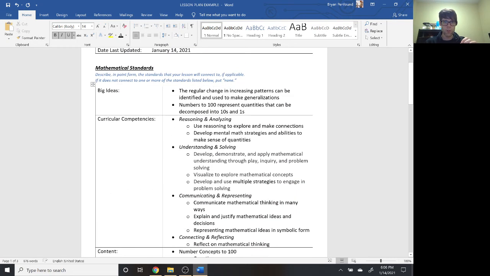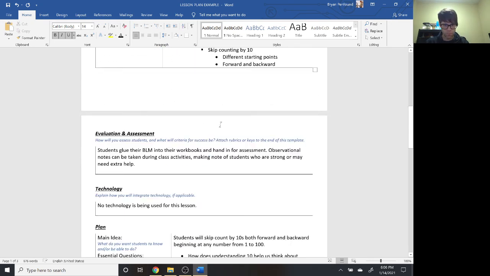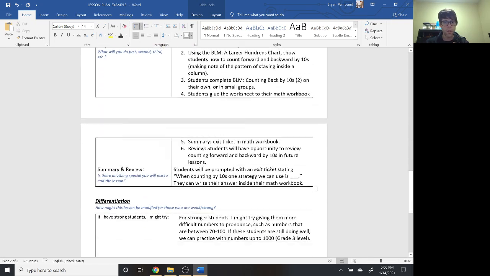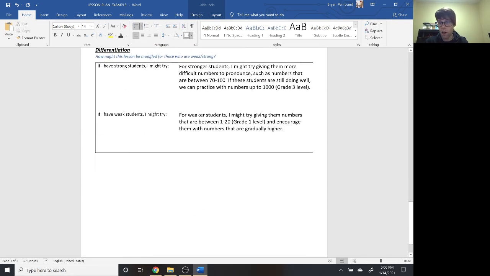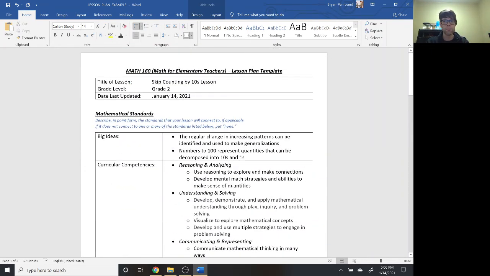So scan through the big ideas, scan through your curricular competencies, and see what makes sense to connect this lesson to. And usually, like I said, I usually grab my essential questions from the big ideas in that grade level as well. So that, I think, would be a fairly strong start to this particular lesson, and then I want to attach my BLMs at the end and maybe attach some references as well. So there you have it.